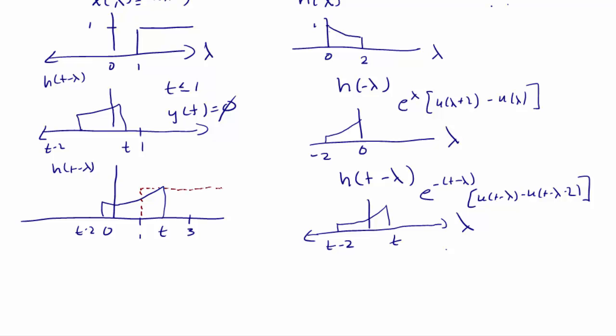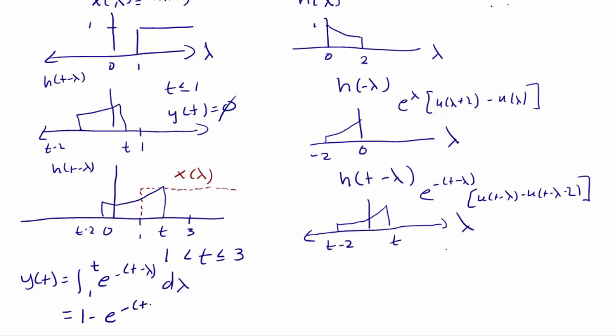So this red line represents x of lambda. So for this region, I have t between 1 and 3, and y of t is equal to the integral from 1 to t, e to the negative t minus lambda d lambda. So when we evaluate this integral, we get y of t is equal to 1 minus e to the negative t minus 1.